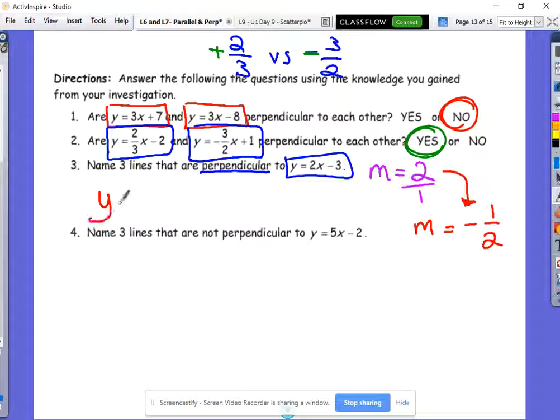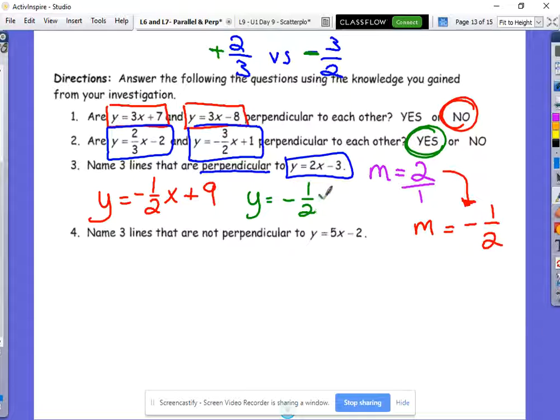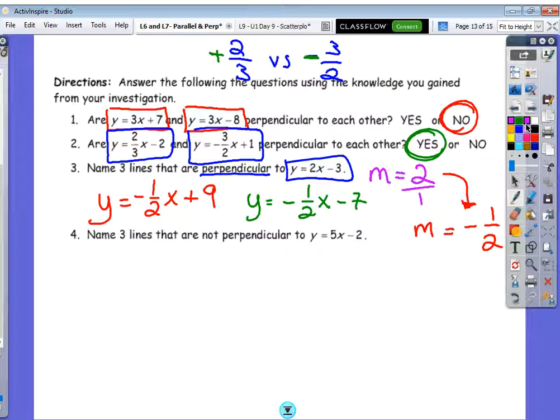So I can create any equation as long as my equation has negative 1/2 x plus anything. I don't care what this is. I'll just say 9. It can be any number we want. So y equals negative 1/2 x plus 9, or maybe y equals negative 1/2 x minus 7. I don't care what it is. Those are perpendicular. Okay, create one more with your neighbor and see if you can find a line that is perpendicular. Just create it, just anything you want.